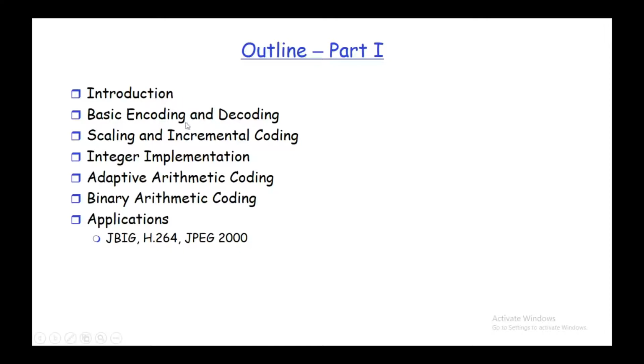Introduction, basic encoding and decoding, scaling and incremental coding, integer implementation, adaptive arithmetic coding, and binary arithmetic coding, and then the application. Binary arithmetic coding, if we get time, we will try to cover it. Application: JPEG 2000 we are going to learn. H.264 also is there in our syllabus. For this video, we will try to finish these two parts, that is introduction and basic encoding, because if you understand the basic encoding procedure clearly, the rest of the things will become easy for you.